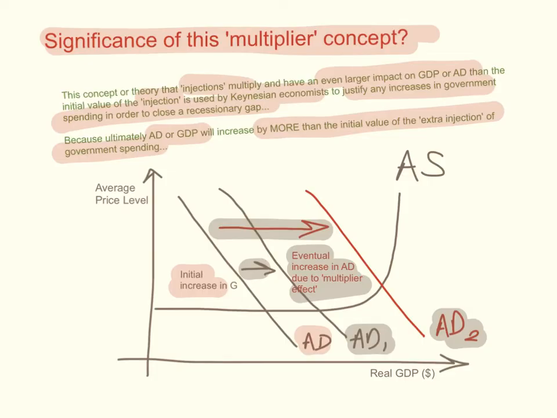And Keynesian economists use this multiplier concept to justify why governments need to intervene to close recessionary or deflationary gaps, because any small amount of spending will end up multiplying in the economy. Now, the trick is, how do you actually estimate or calculate the multiplier correctly and estimate that net effect on aggregate demand? That's the trick, and that's one of the limitations of this concept.